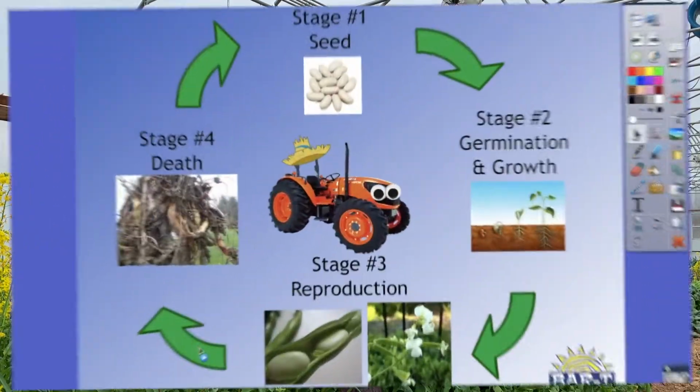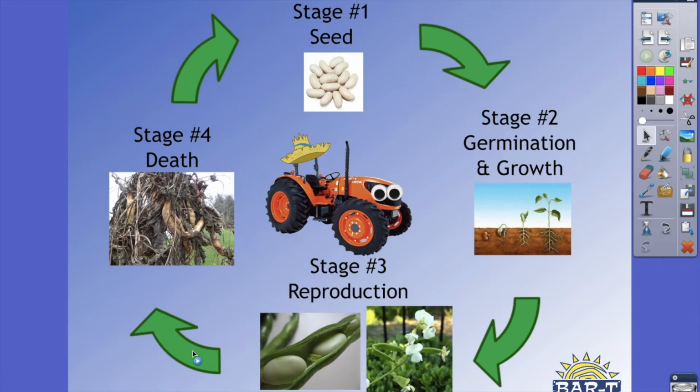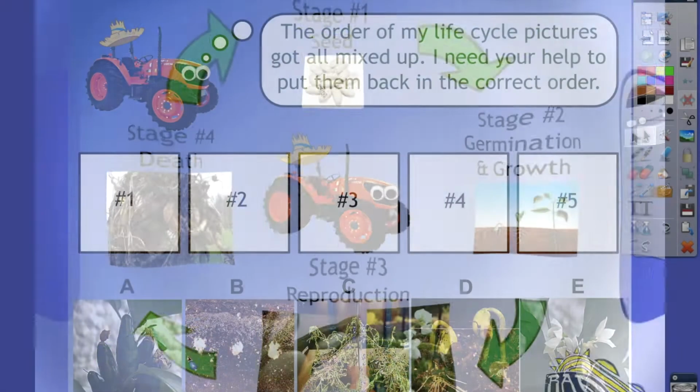The final stage of a plant's life cycle is death. While this is a sad stage, it's also a natural part of the plant's life cycle. The plant will die and begin to decompose, and the old plant will feed the soil, where the seeds will fall and start the life cycle all over again.